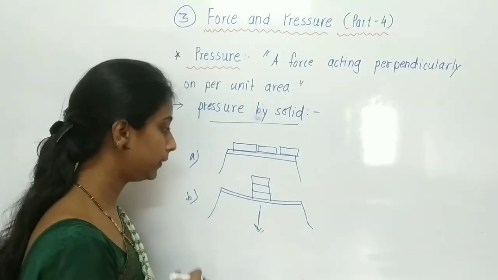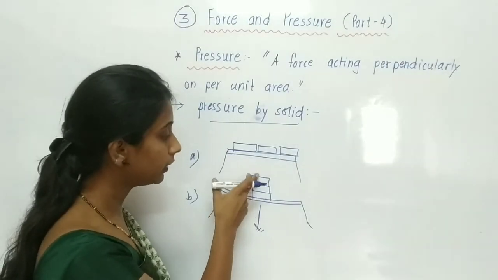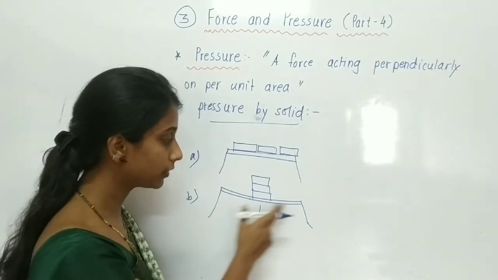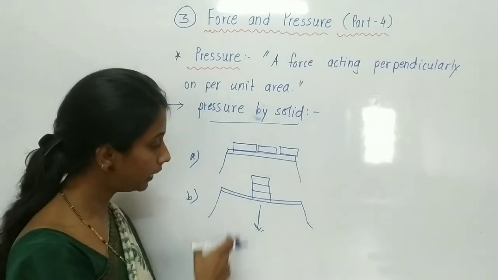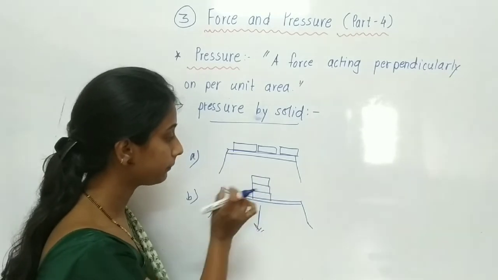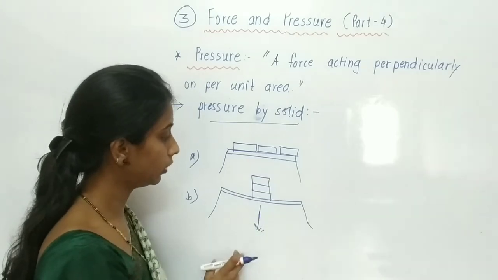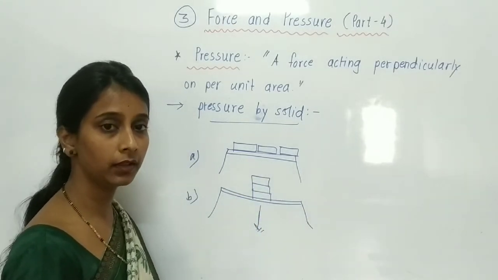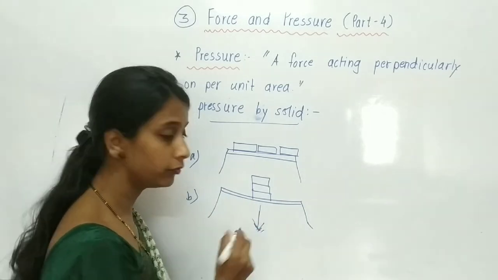And in case B, what we have done here is kept the same books in this way on the same wooden plank, but if we observe, the area occupied by the same books is very less. So less area is occupied by the books, so high pressure is exerted on the wooden plank, and due to that high pressure, the wooden plank comes in the downward direction.